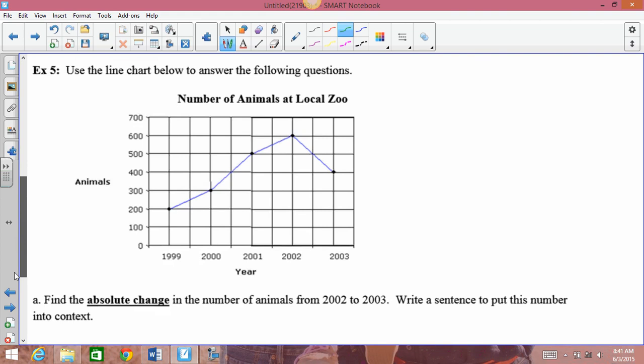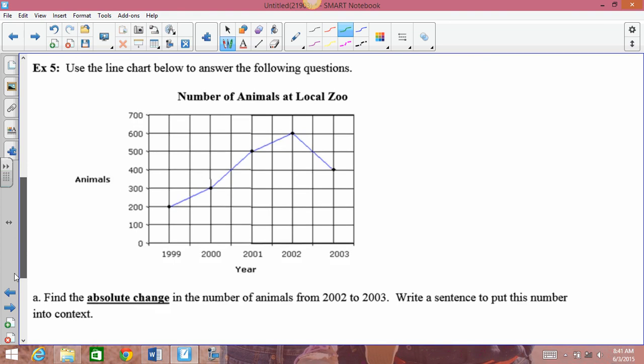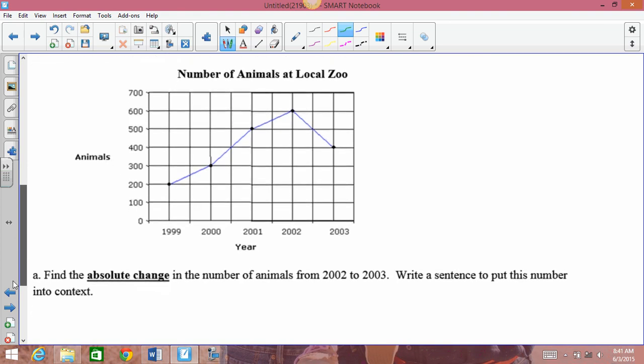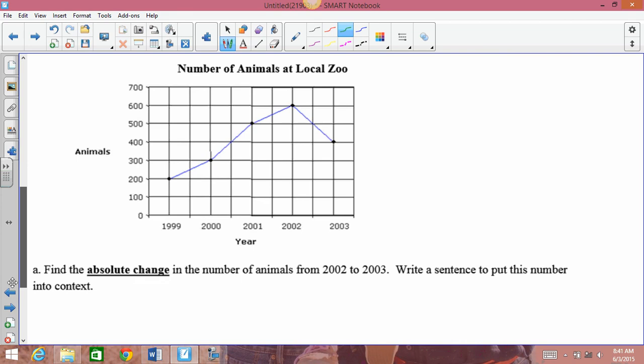Let's move on down to example 5. I think this one's worth going through, so we'll look at it. All examples are worth going through, but I'll definitely revisit this one, because it's a nice throwback to our previous units. I don't want you to forget things.